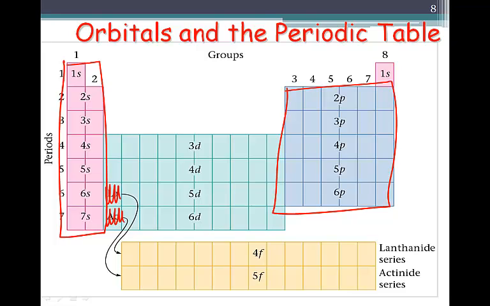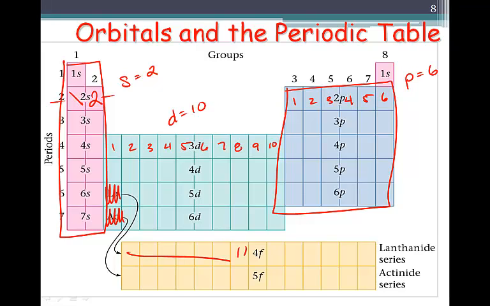Now remember, the S sublevel can hold 2 electrons, and there's only 2 elements in each part of the S sublevel. The P can hold a maximum of 6, and there's 1, 2, 3, 4, 5, 6 elements there. The D can hold 10: 5, 6, 7, 8, 9, 10. D can hold 10, and then there's going to be 14 elements down in this F block.